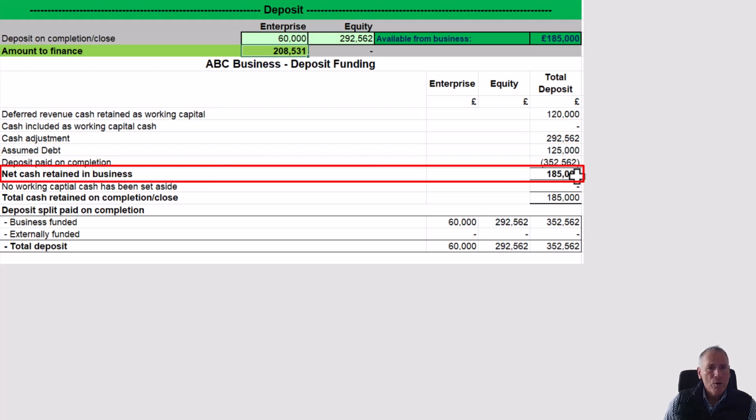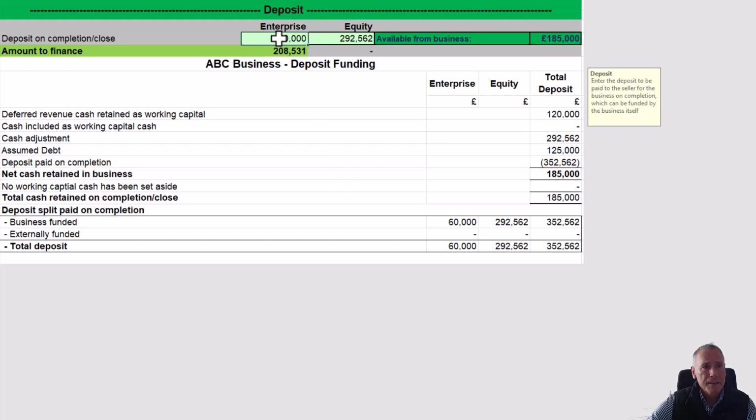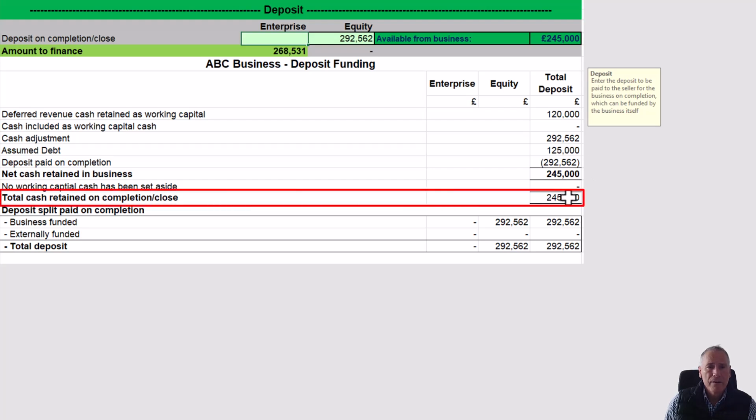So we've now got £185,000. And if I delete the £60,000 that we put in before, which was part of the deferred revenue, we've now got 120 plus 125. So we've got £245,000 there that we can put down as a deposit to the owner. I'm going to argue that we could put down £200,000 under enterprise. So that brings down the amount to finance to £68,000.